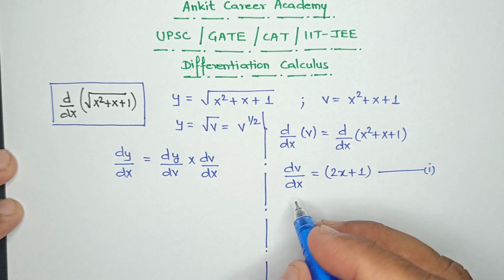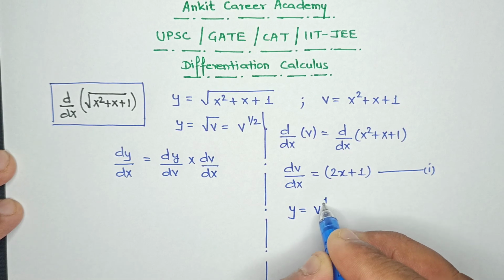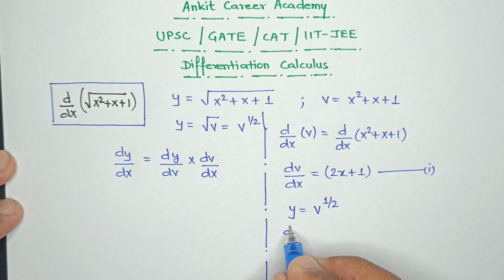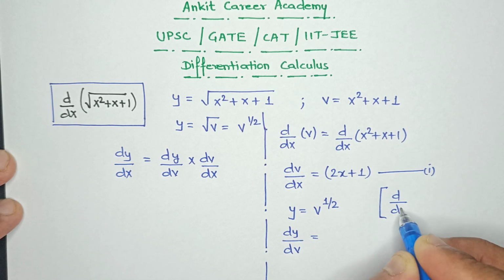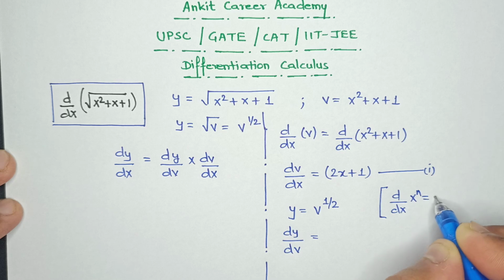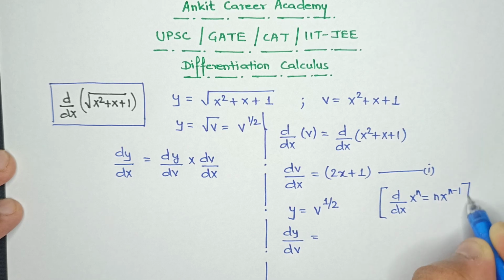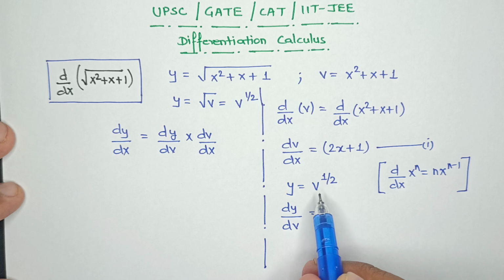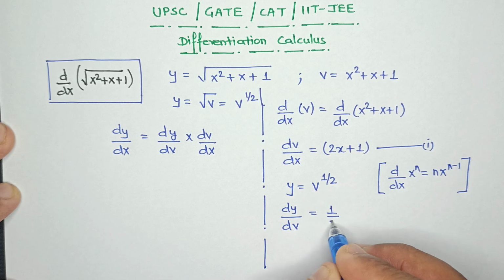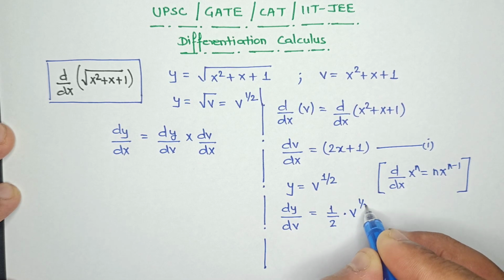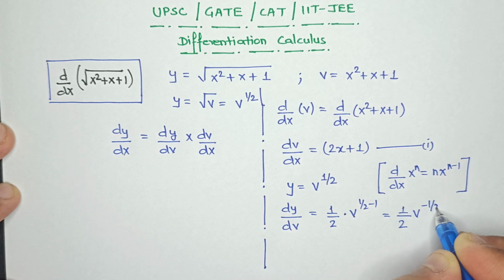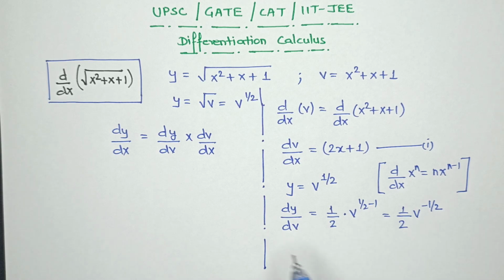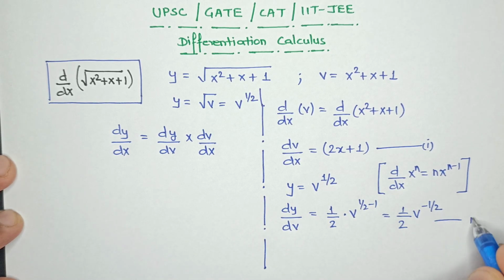Now after this we have the value of y as v raised to the power 1 divided by 2. So let us calculate the value of dy by dv, which will be equal to, now here we'll use another formula for differentiation, that is d by dx of x raised to the power n is n x raised to the power n minus 1. So the value of n here is 1 by 2, so this would be 1 by 2 multiplied by v raised to the power 1 by 2 minus 1. So that would be 1 by 2 multiplied by v raised to the power minus 1 by 2. Let us say this is equation number 2.